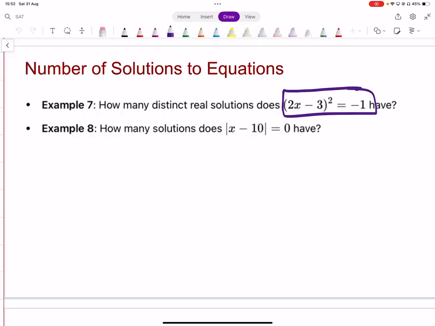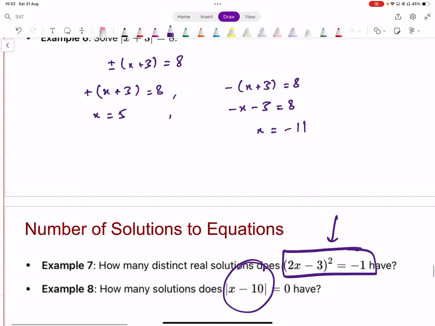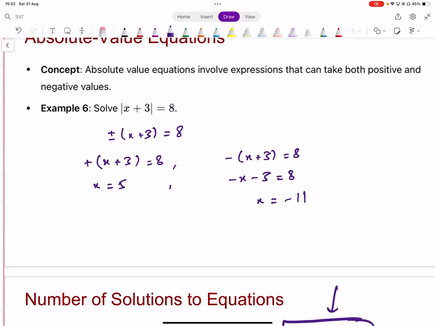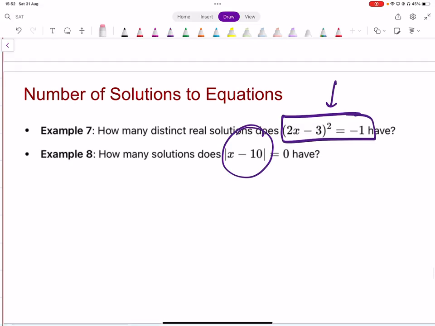So you're not just going to look at the equation and say it's a quadratic, so it has two solutions, or it's a modulus function, it has two solutions, like it did in the previous example. You'll have to check that. Think of it logically. You have 2x minus 3 whole squared. You're squaring something. And on the right side, you have negative 1. Is that even possible? Can a square ever be negative? So there's no value of x that you can input here that gives you negative 1.